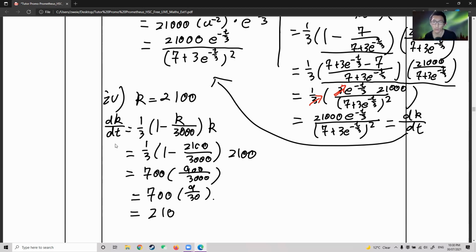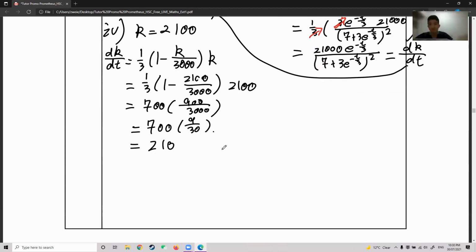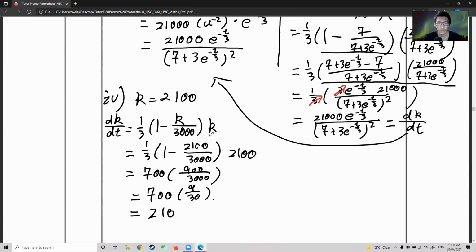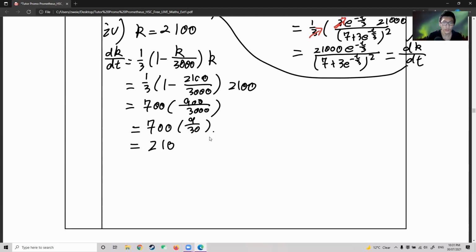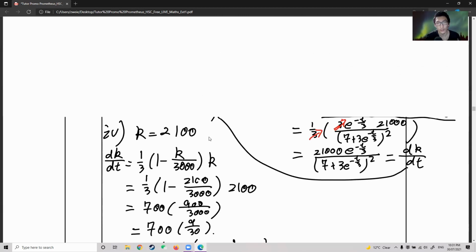By using the differential equation, or by using the rate, I know that 210 new kangaroos will be our growth rate. 210 new kangaroos will be born the next year. So this is the newborns. This is my growth rate. All we have to find is the annual growth rate.